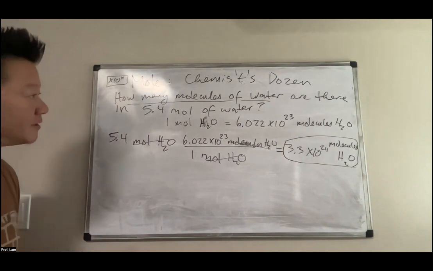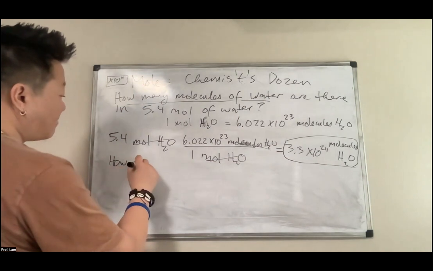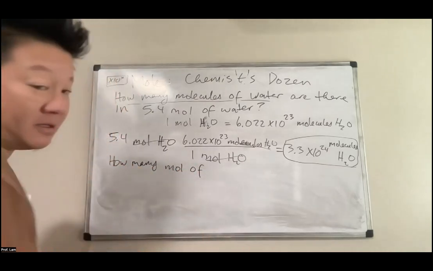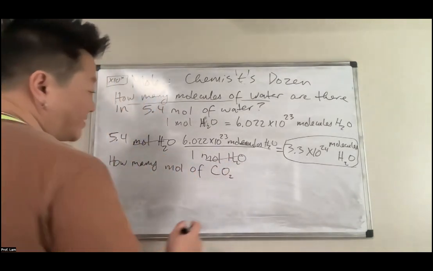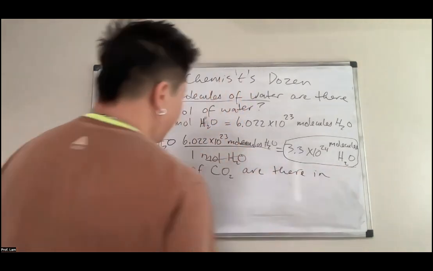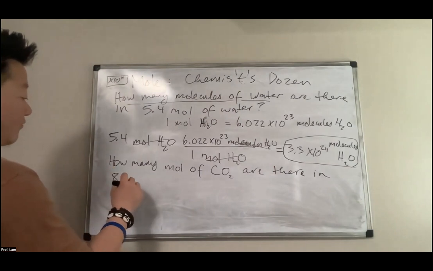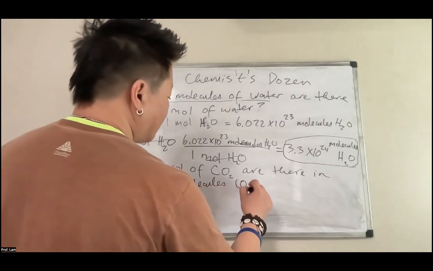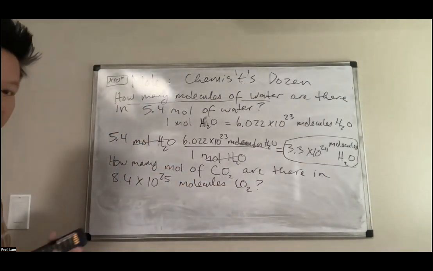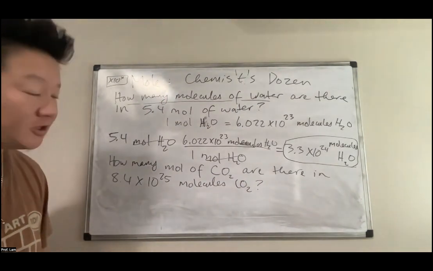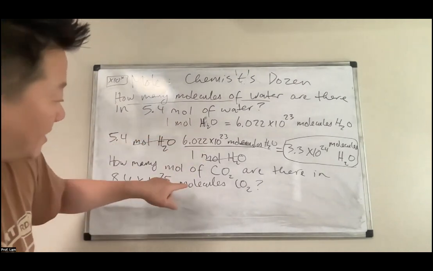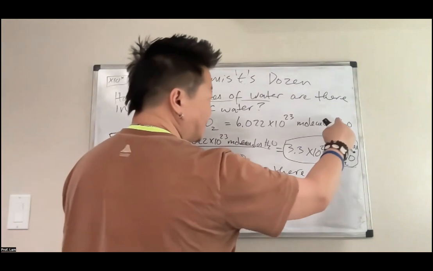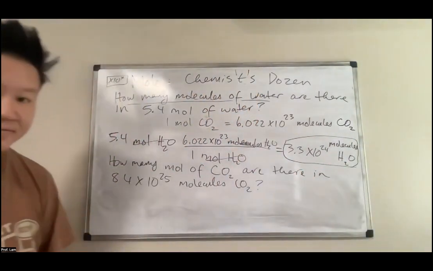Now conversely, we can do it the other way around. We can ask how many moles, and this time let's talk about CO2. How many moles of CO2 are there in 8.4 times 10 to the 25th molecules of CO2? Okay, well, let's get the equivalency. Earlier we were doing water, so our unit was 1 mole of water. Well, this time it's CO2, so I'll just simply replace this with CO2. And the number is still the same, and it's molecules of CO2. You see? So it's that simple.